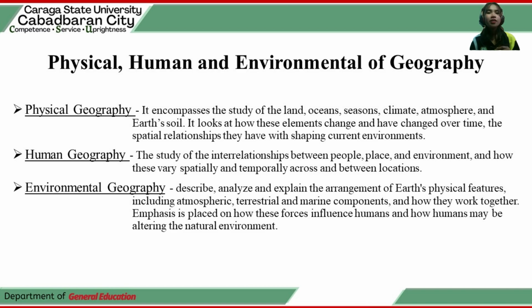Human geography, the study of interrelationships between people, place, and environment, and how these vary spatially and temporally across and between locations. Environmental geography describes, analyzes, and explains the arrangements of Earth's physical features including atmospheric, terrestrial, and marine components and how they work together. Emphasis is placed on how these forces influence humans and how humans may be altering the natural environment.